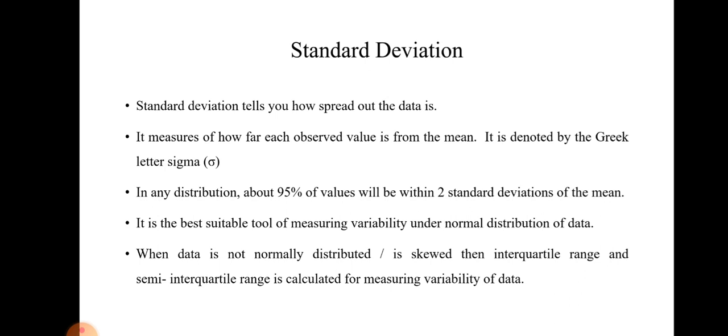It is the most suitable tool when the data is normally distributed. When the data is not normally distributed, we can say there is some skewness in the data, then the interquartile range and semi-interquartile range are the best tools to measure the deviation between the mean and the observed value, or a better tool to know about the spread of the data.